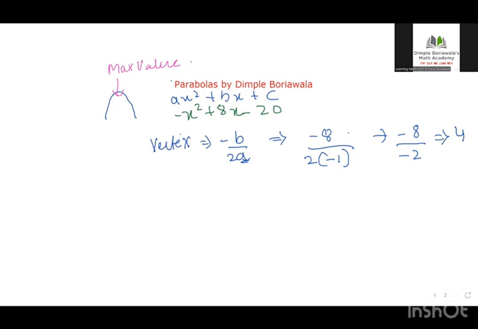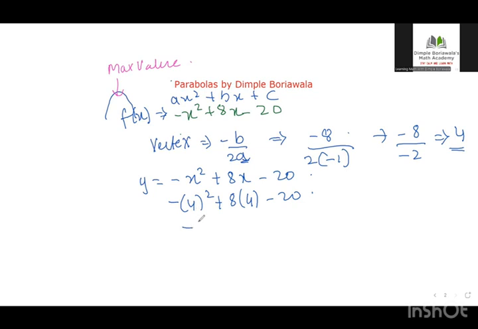We are aware that this is a function, right? So we will straight away say y is equal to −x² + 8x − 20. So what we will do here is replace this x coordinate in this equation. So 16 minus 20, we have got our y coordinate as −4. Am I clear over here? So my y coordinate is −4.